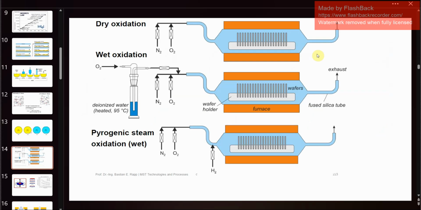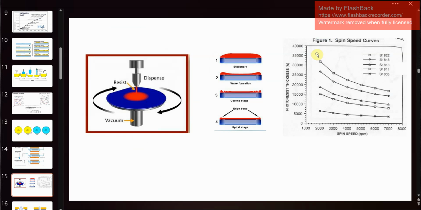Then, in the process we discussed, after the substrate is oxidized, for oxidation we have two processes: dry oxidation and wet oxidation. These are the two processes used for oxidizing the substrate. Dry oxidation is used for small oxide layers. Wet oxidation is a faster process, used for growing large oxide layers.